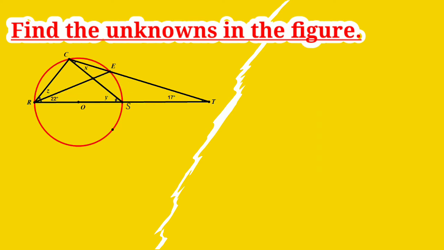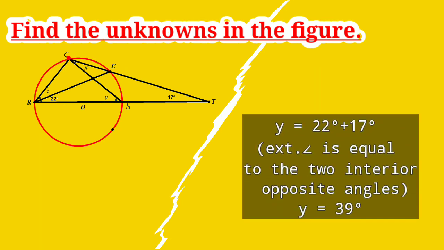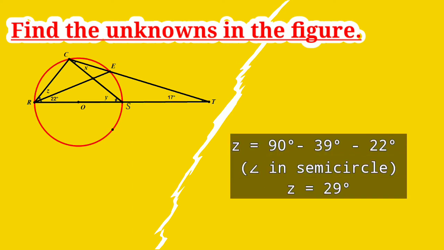To find angle y, we know that it is the exterior angle of triangle TCS. So, to find angle y, we just need to add its two interior opposite angles, 22 and 17. Angle y equals 39 degrees. To find z, we can apply the angle in semicircle property. So just subtract 39 and 22 from 90. Angle z equals 29 degrees.